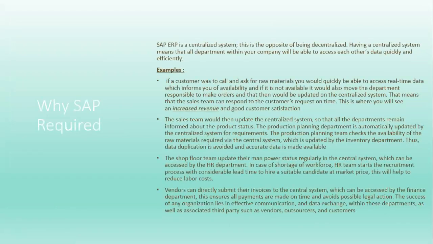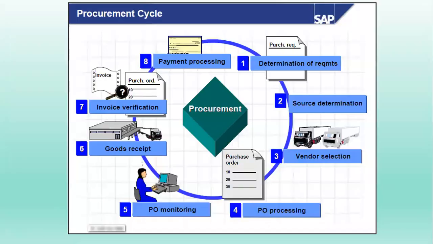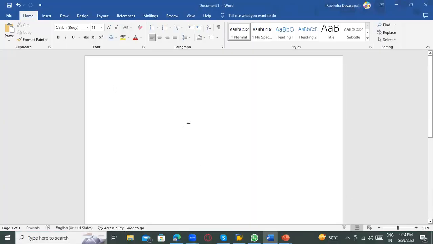You can see why SAP is required: increasing revenue and profit, time saving, so many things, right? Why are we using software? This is a procurement cycle, right? So now you got the point of why we are using S4 HANA or ECC, and how to connect to SAP.